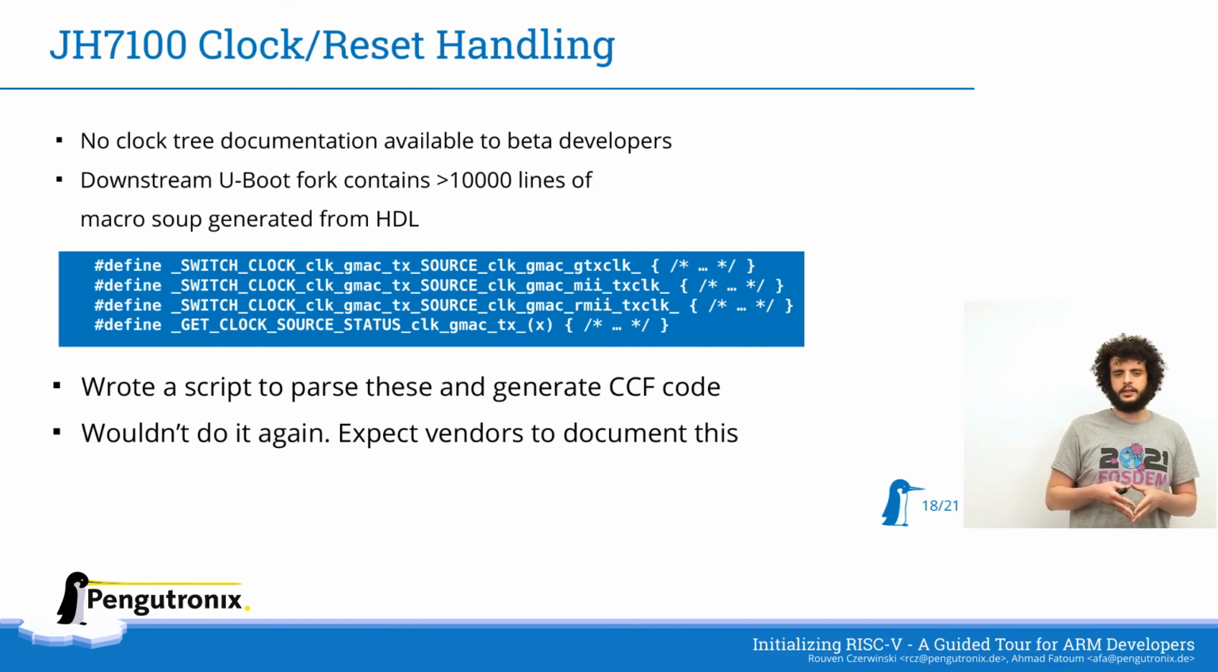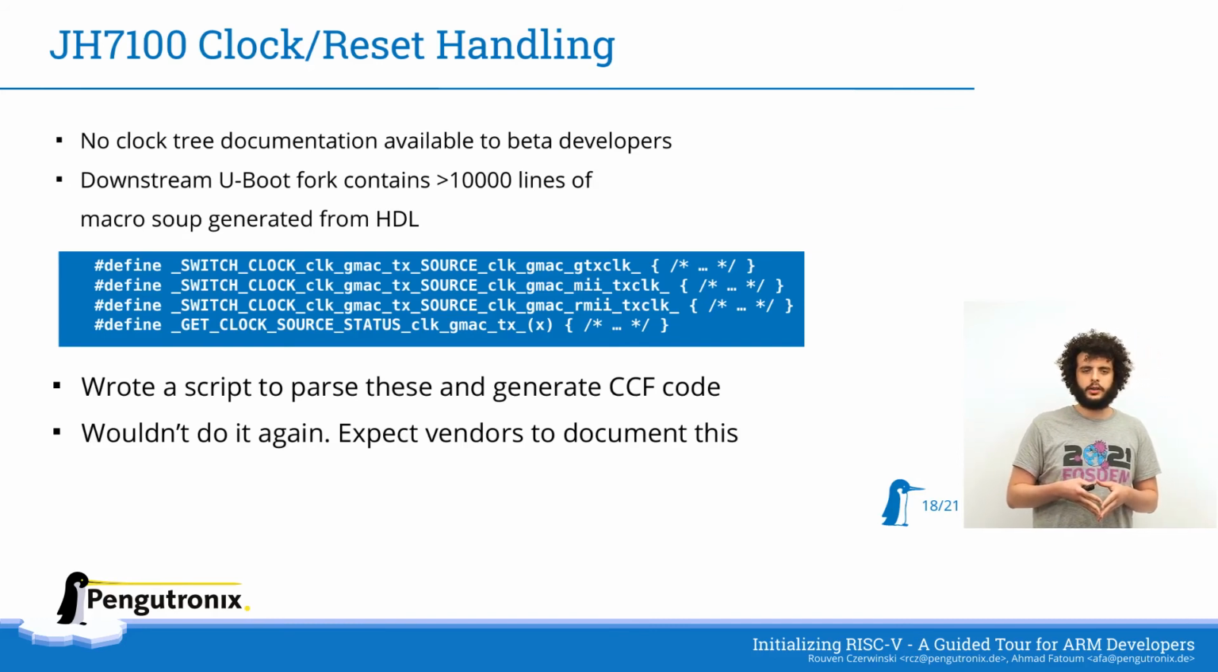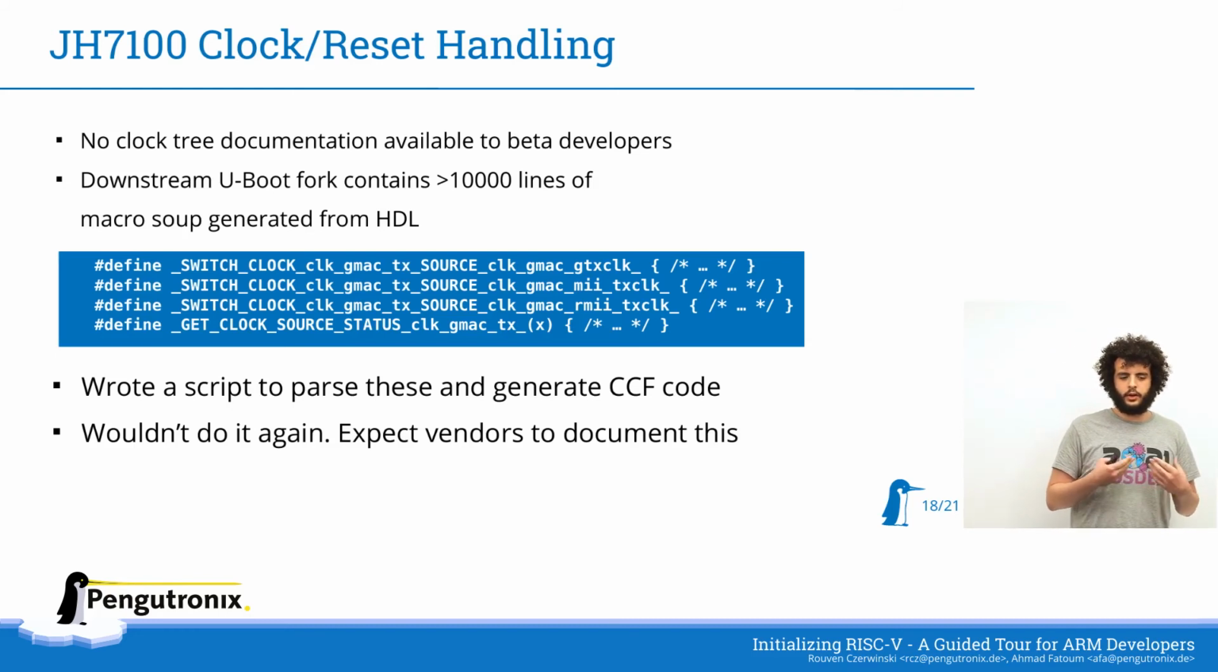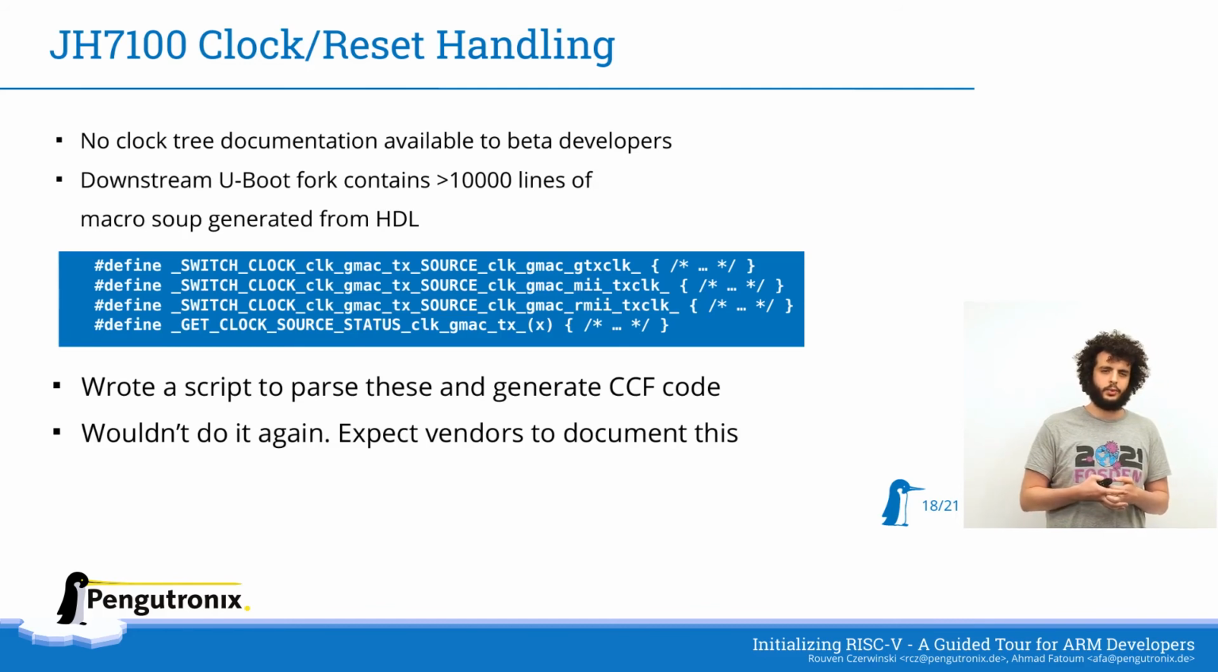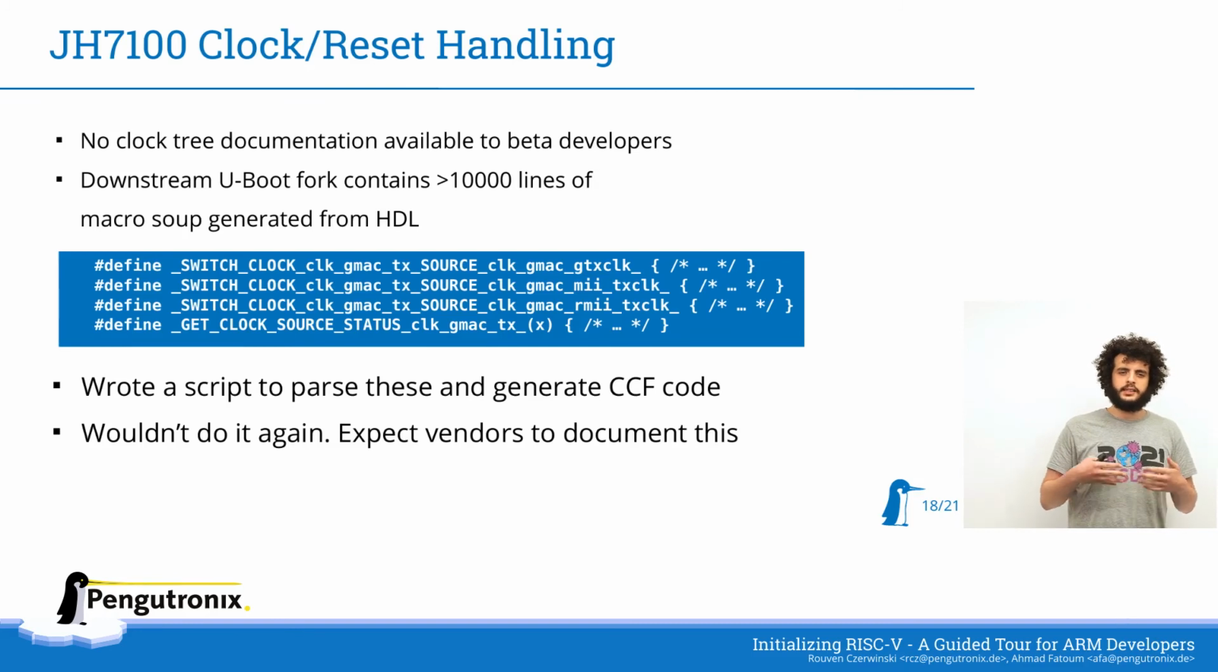The vendor provided a downstream fork of U-boot, of SBI, of Linux. Linux Common Clock Framework does a very good job at reflecting such intricate clock trees, and then you could run Linux and dump your clock tree and then learn about the hardware. But the clock tree in Linux didn't say much. This was just some fixed clocks. Looking into U-boot, you find 10,000s of lines of macro soups. It was directly generated from hardware description.